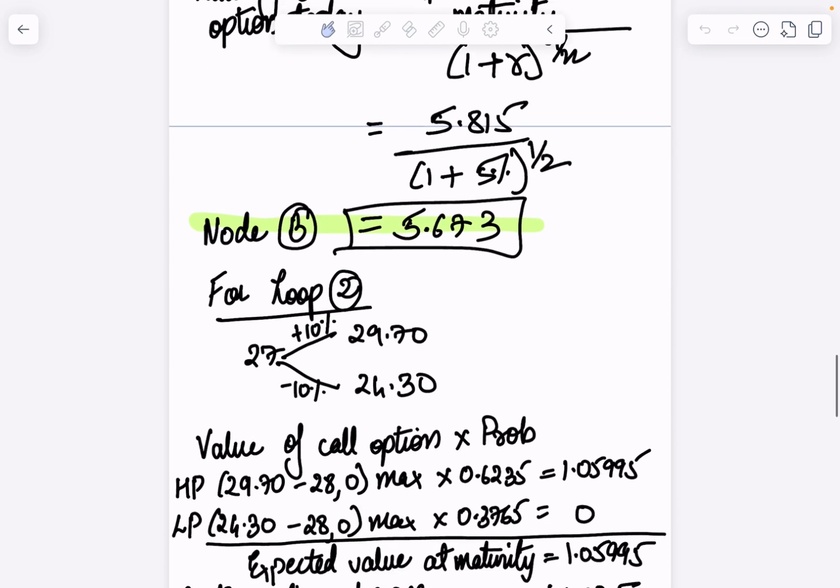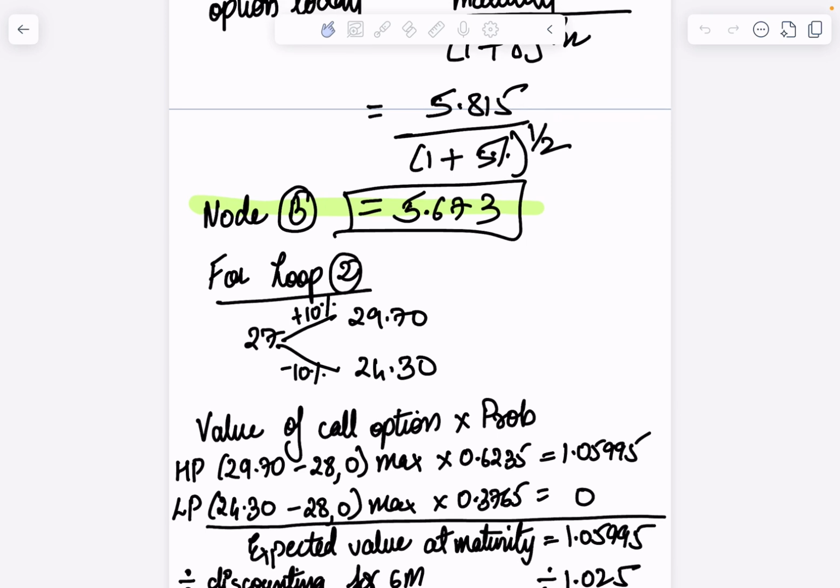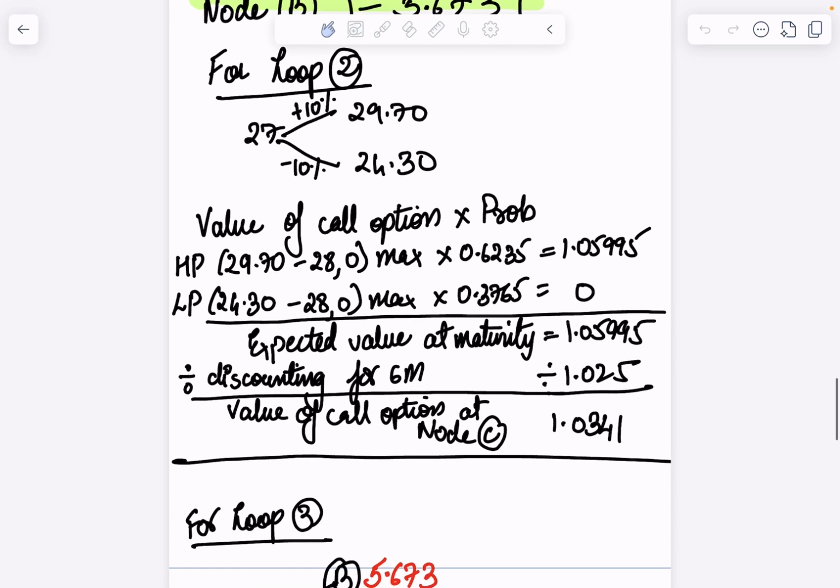Now let's solve for another loop, that is 27, and rise in price is 29.70 and the decrease in price is 24.30. It is again 10%, hence we skip the probability part. So again you will calculate the value of option into probability by the formula given in step 1, and we will only exercise if the answer is positive. This will give you the expected value of maturity.